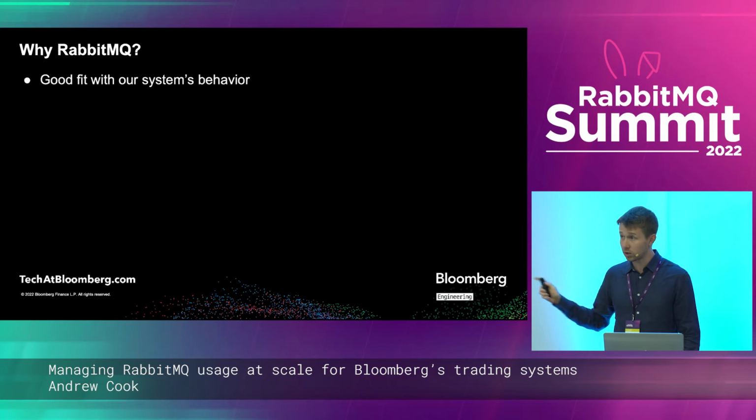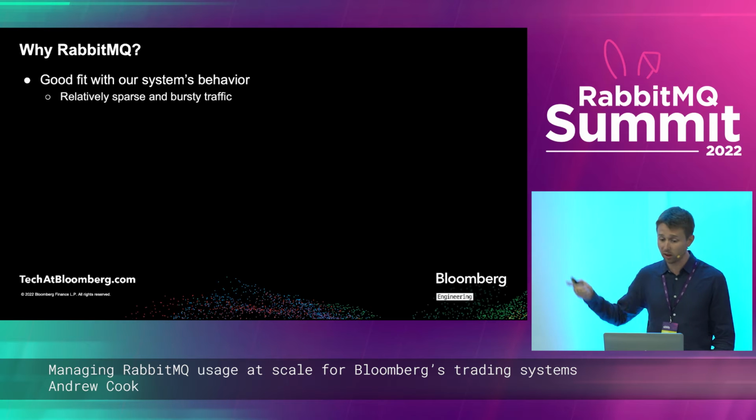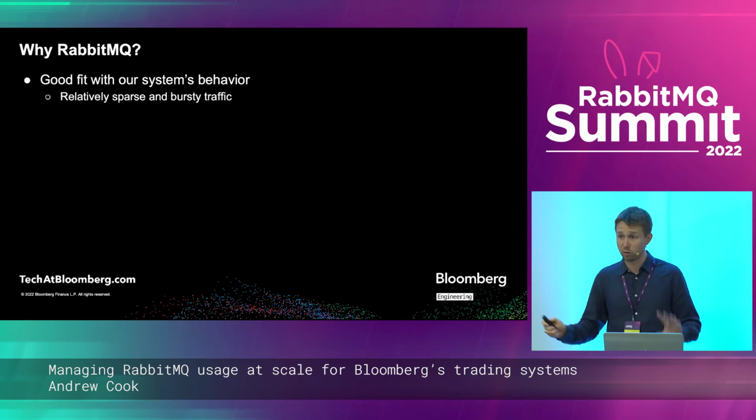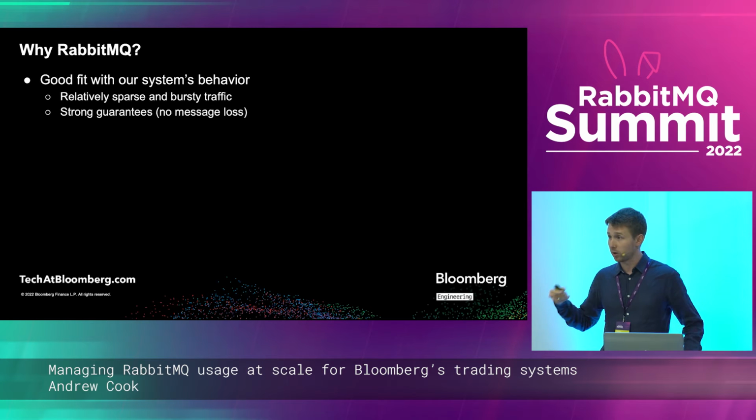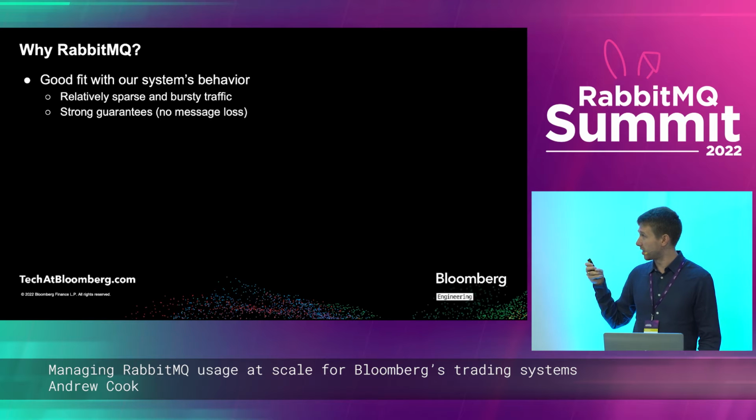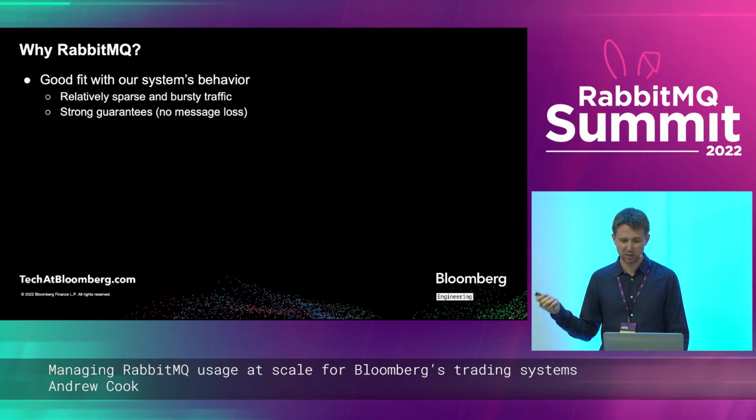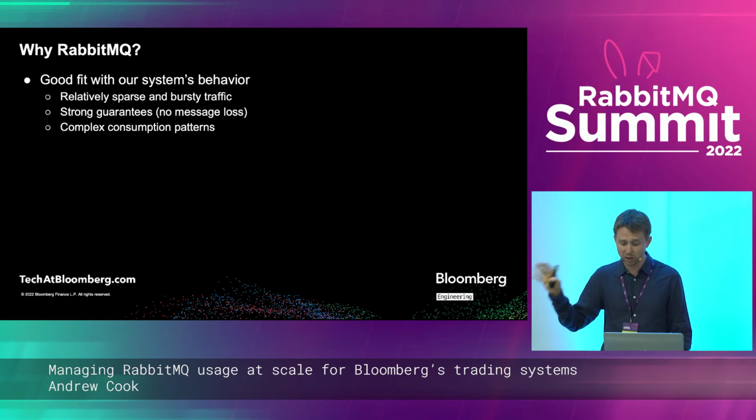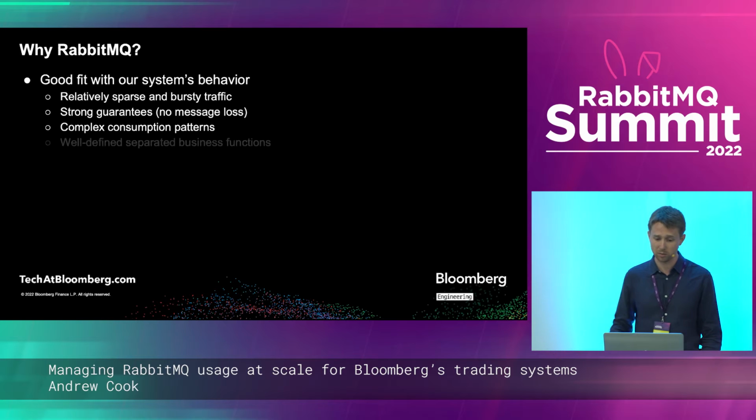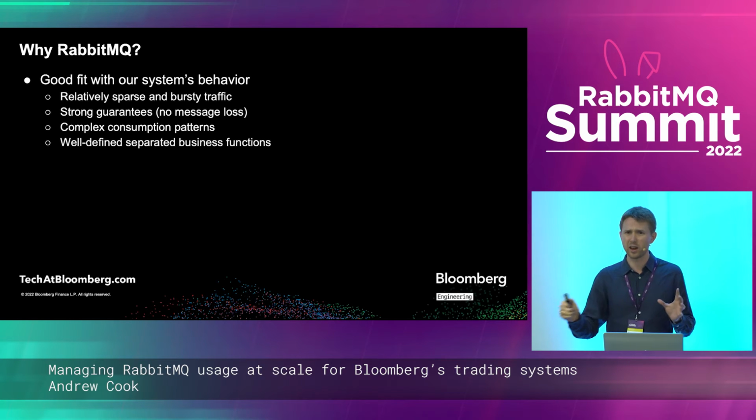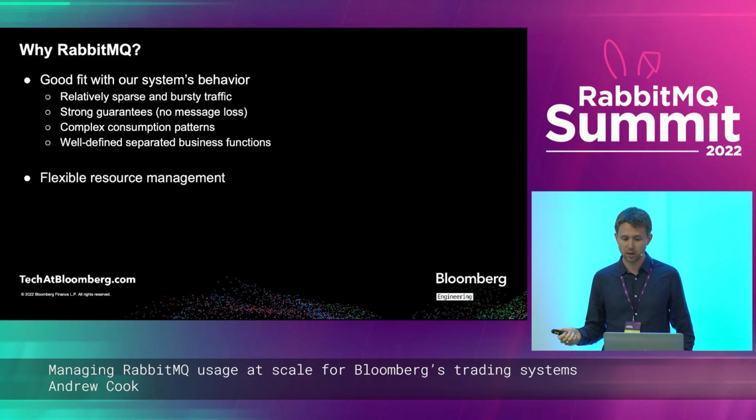So first, it's a good fit with our system's behavior. Maybe you can already tell we have pretty sparse and bursty traffic. We don't have a need for a massive throughput system, but we do need to have persistence and handle that. As I said before, we need really strong guarantees from whatever messaging system we use because we want no message loss. As you will see, especially from the example I'll show, we have some pretty complex consumption patterns throughout our system. And we also have well-defined, separated business functions, which nicely align with separating resources by vhost.